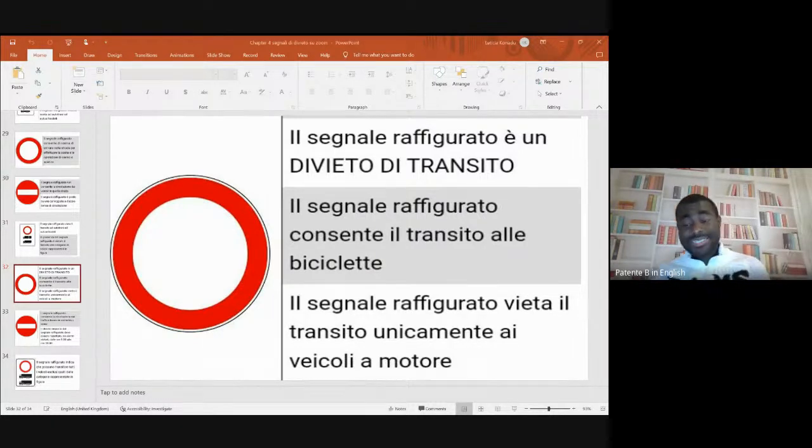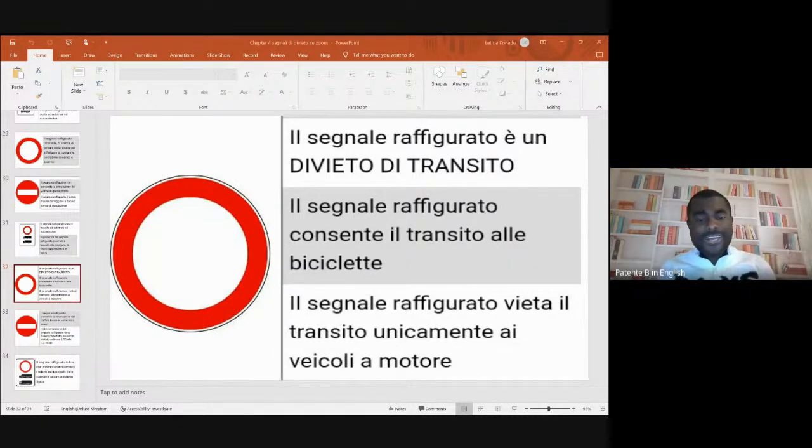Okay, the significance of this signal. This one is a general signal. We don't see any further notification. We don't have any information. We only see the signal. So by seeing the signal, I know that this one is divieto di transito of all vehicles, whether vehicles with an engine or vehicles without an engine. No vehicle can pass.